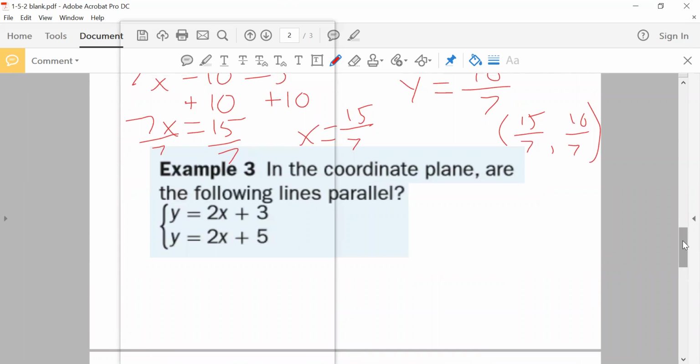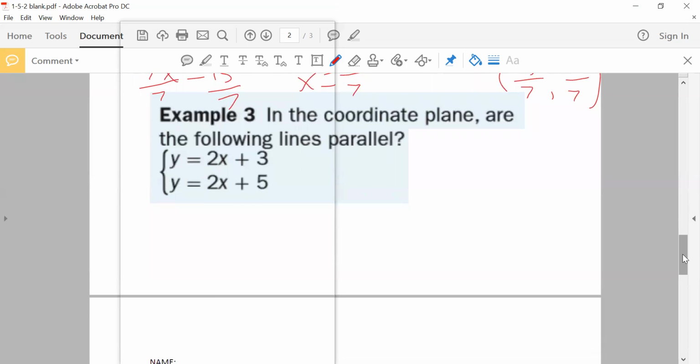In the coordinate plane, are the following lines parallel? Well, let's do what we normally do on this. Let's assume there's an intersection point. At the point where these two lines intersect, they must have the same y value. Therefore, I can take what y equals in one equation and substitute it in for y in the second equation, which gives us 2x plus 3 equals 2x plus 5.